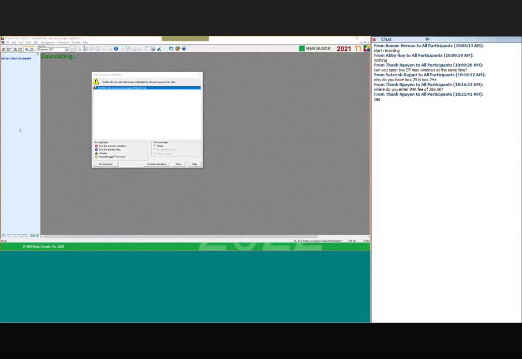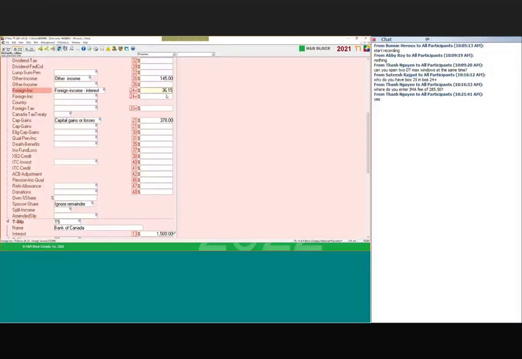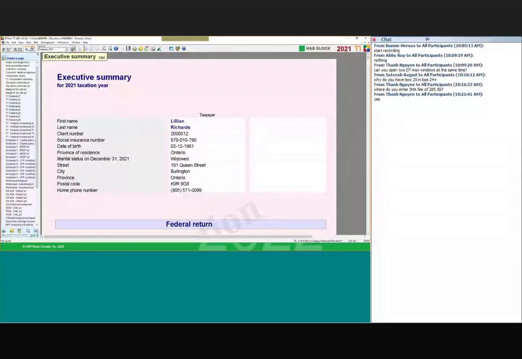What are we going to do? We're going to go to key. We're not going to ignore it. We're going to go to keyword, and then I'm going to close. Go to keyword. They're basically saying, where is the tax? Well, there's no box on the T-slip. So we're going to go to foreign tax, and we know that it's interest income because there was no foreign tax paid. We're going to put 0 in. Now go back to recalculate the client, and now there's no error message.